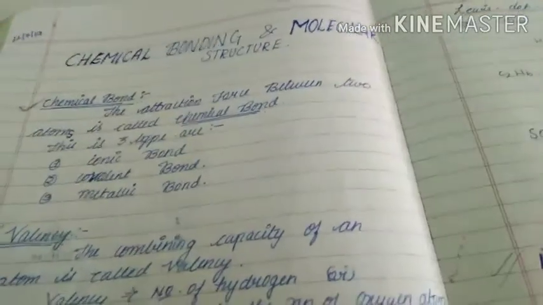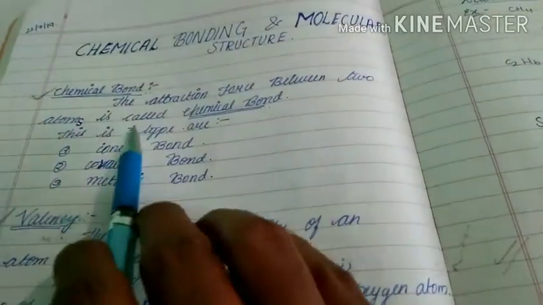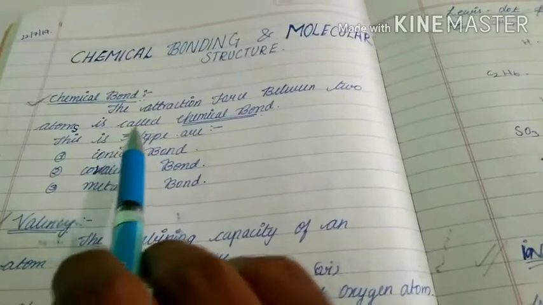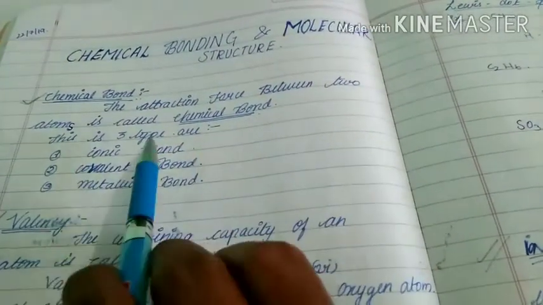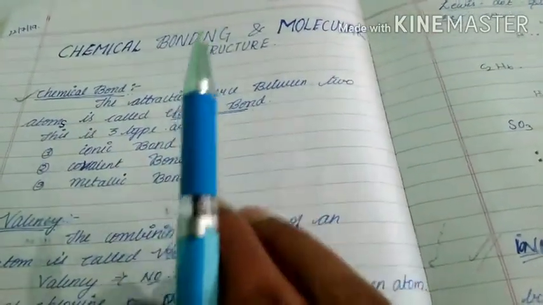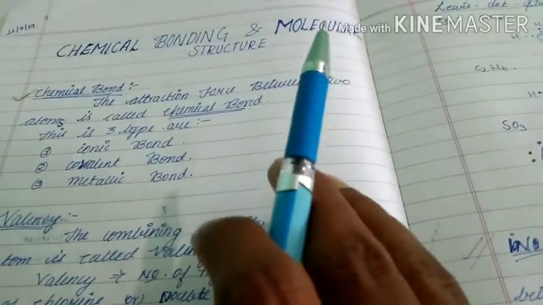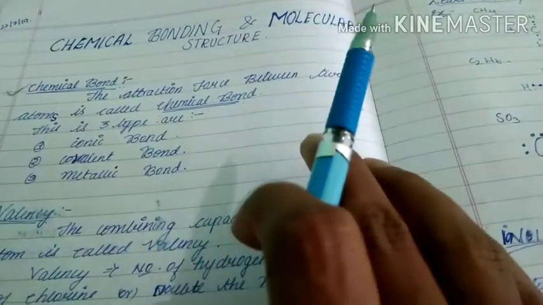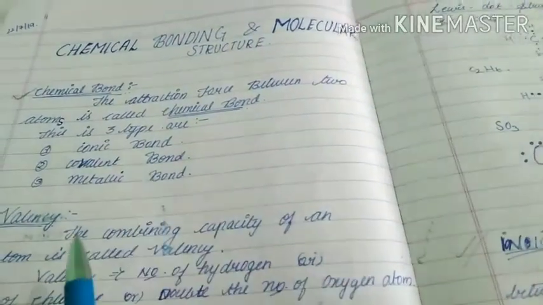Here first we should know the definition of a chemical bond. A chemical bond is the attraction force that exists between two atoms. That means between any two atoms some attraction forces are present. Then a bond will be formed due to attraction forces between two atoms, and that bond is called a chemical bond.